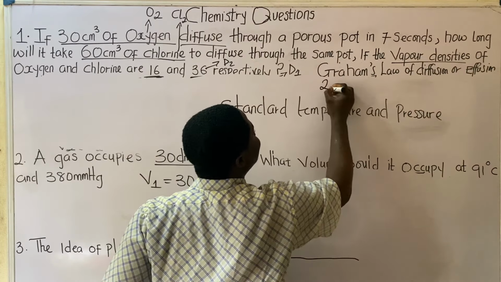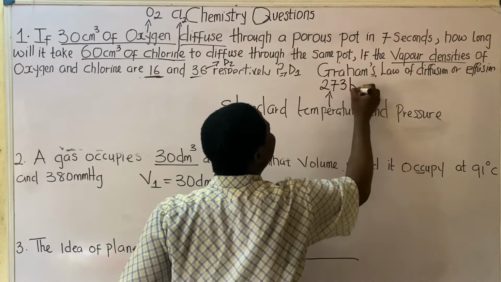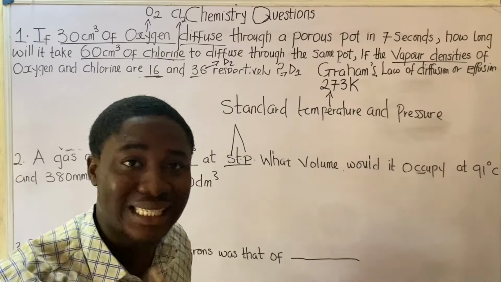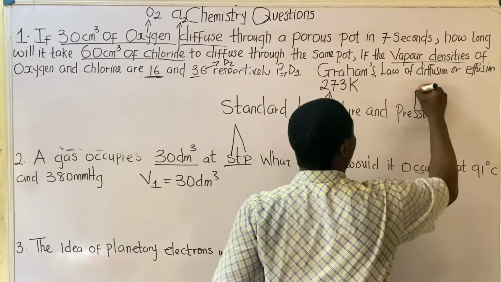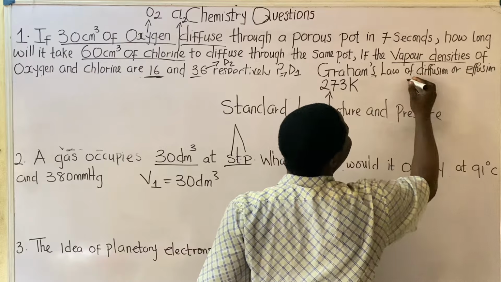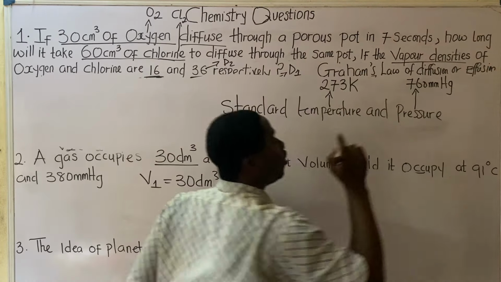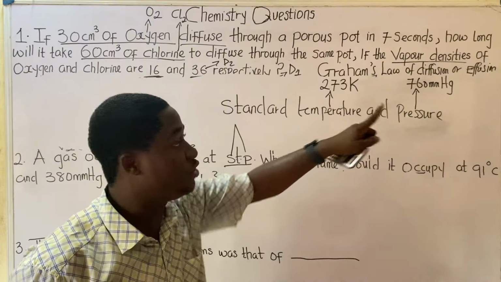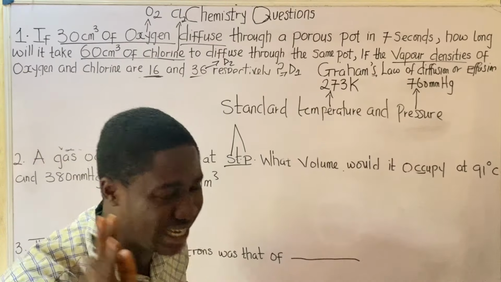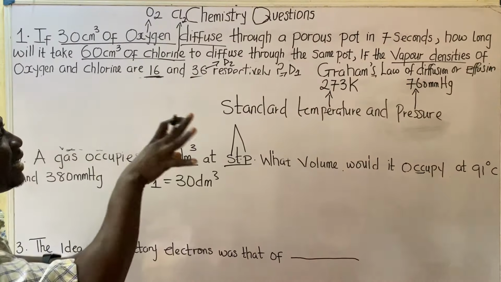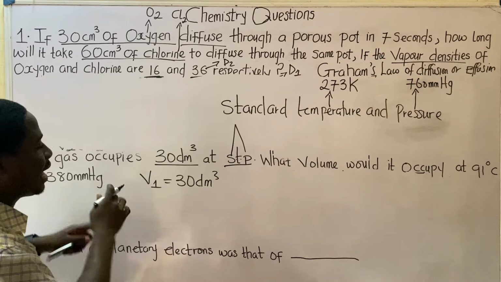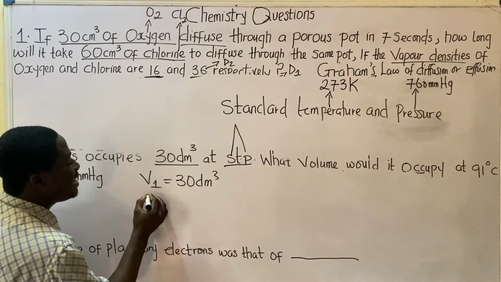It is simply this, 273 Kelvin. What is the standard value for pressure? It is simply this, 760 mmHg. But the reason I wrote this, I'm going to explain to you. Listen carefully. So you can see that we've gotten the standard values for that particular gas. So definitely, what becomes the T1?